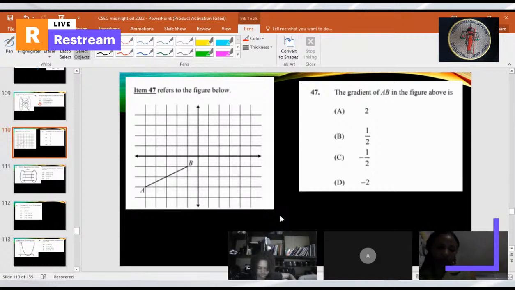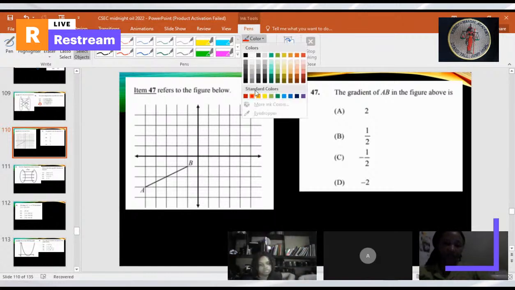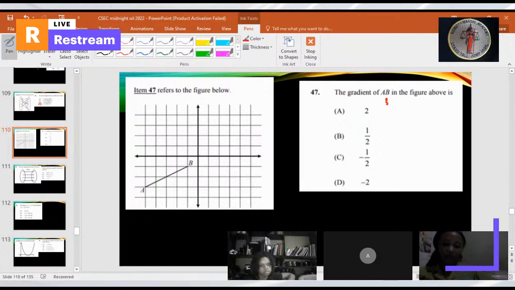Miss, I'm not really understanding. Well, there are a number of ways we can do the gradient. Remember, the gradient is y2 minus y1 over x2 minus x1. But the simple way we can do it is the change in y value over the change in x. So the change in y from here to here, that's 2, and the change in x would be 4, right? But let's find the point for B.